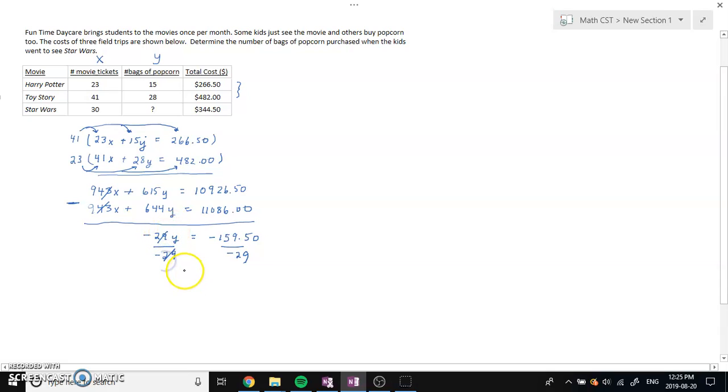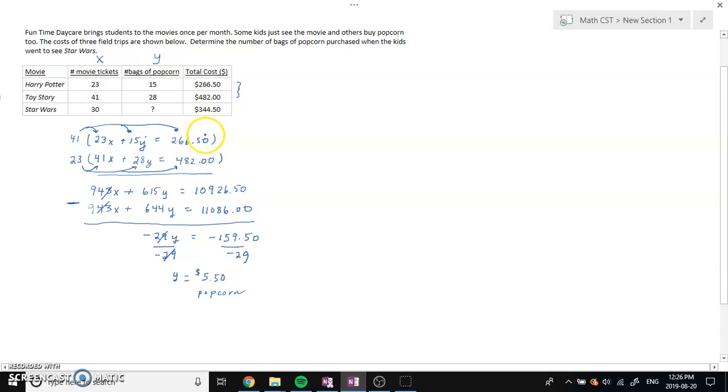When we do that, it removes that coefficient from y, and I find out that negative 159.50 divided by negative 29 gives me a value of 5.5. I'm going to write 5.50 because we're talking about which variable? Up there, y represents popcorn, so that must mean this is the cost of a bag of popcorn. That's great, but we don't know the cost of a movie ticket.